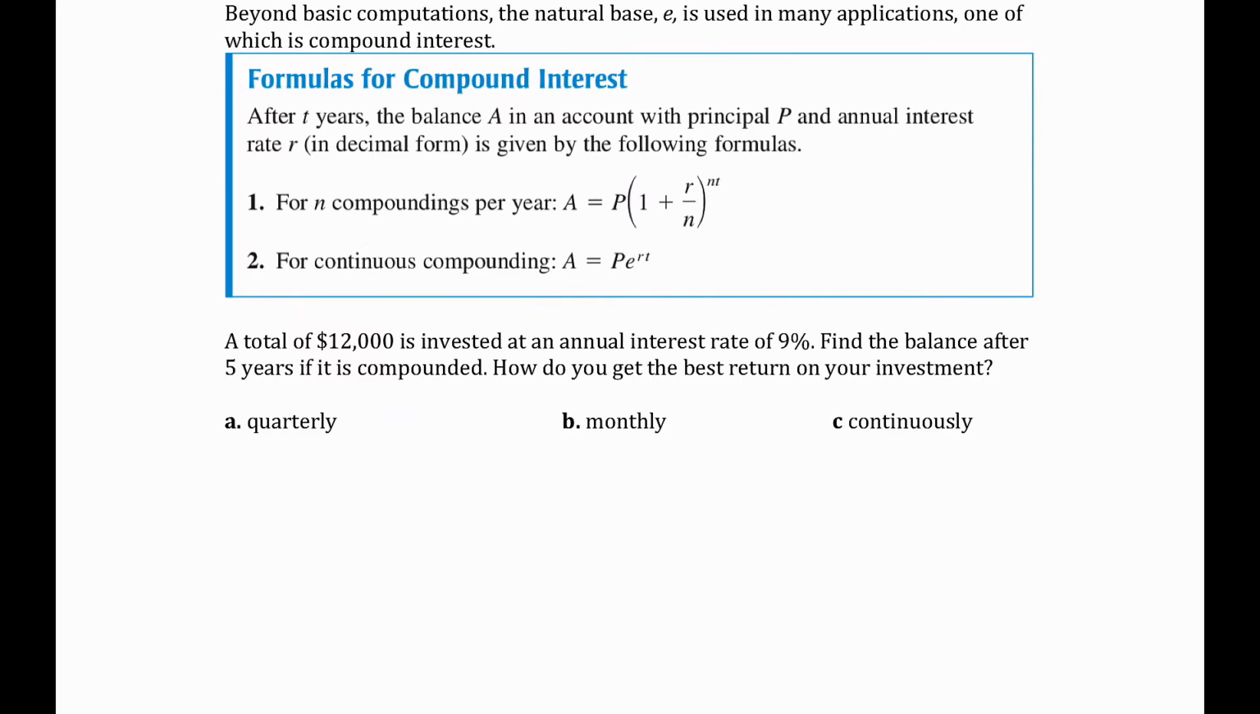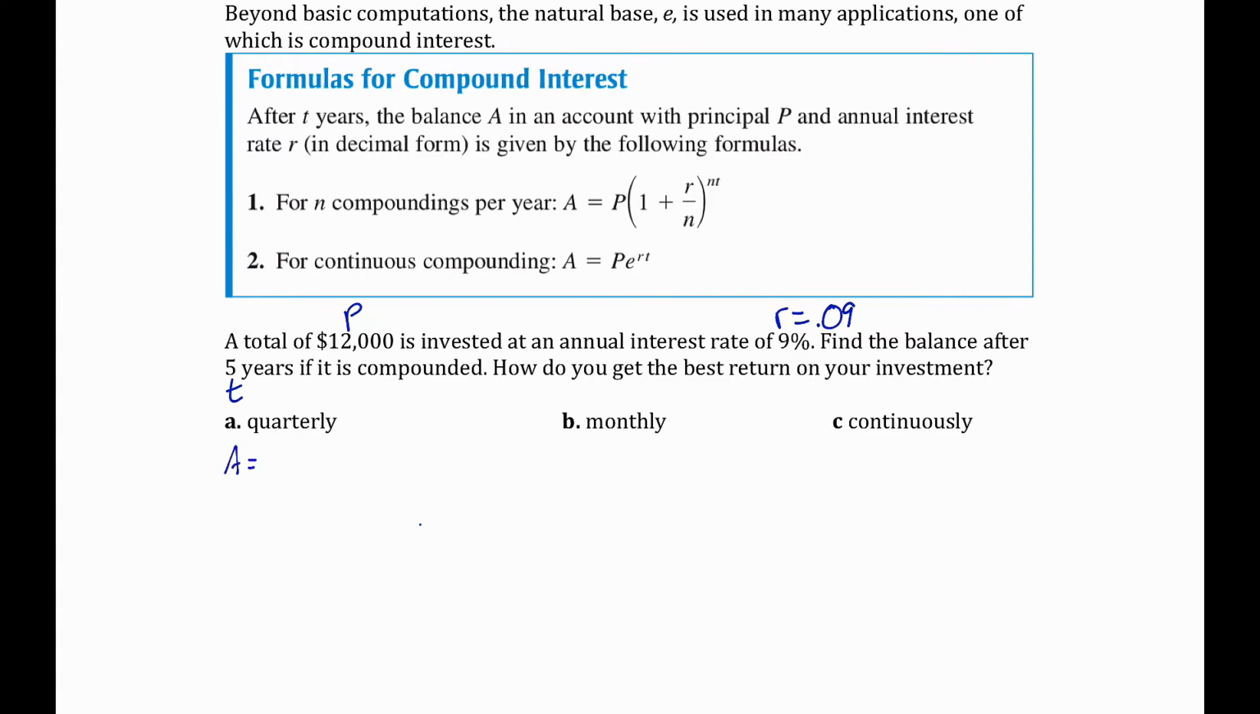So we're going to go through a couple examples down here. We've got a total of $12,000 being invested at an annual interest rate of 9%. Find the balance after 5 years if it is compounded quarterly, monthly, and continuously. Which way is going to be best? This 12,000 is our P. The 9% is our R, but remember, we have to convert that to a decimal: 0.09. 5 years is our T. Compounded quarterly means 4 times a year, so we're going to use the first formula.